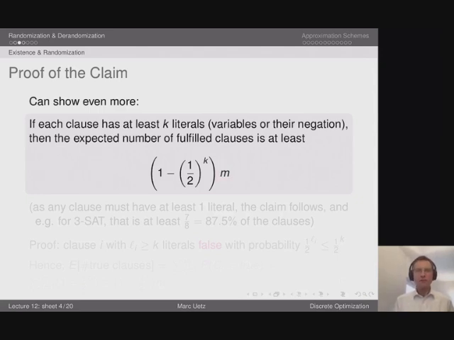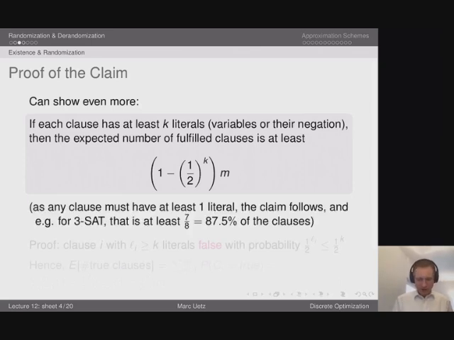So just to give an example, if we talk about the 3 satisfiability problem, where each clause has exactly 3 literals, that means that the random truth assignment achieves almost 90% of the clauses being fulfilled, or in other words, there exists a truth assignment fulfilling almost 90% of the clauses. And the proof I just did, right?